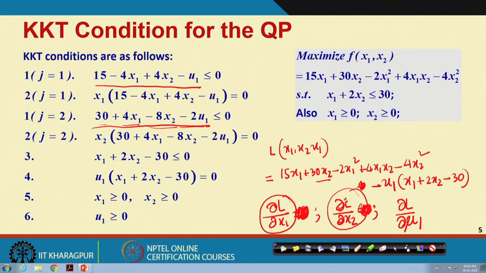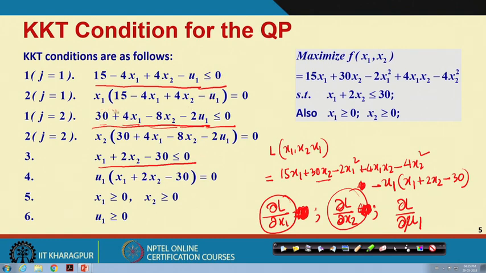Lastly, we have to take del L del u1. So, what will be del L del u1? The earlier terms have nothing in u1, so it will be x1 plus 2 x2 minus 30, since it is the original condition. So that is x1 plus 2 x2 minus 30 less than or equal to 0, those are the 3 terms, right. Basically, the KKT condition says that these differentiations should be less than or equal to 0.